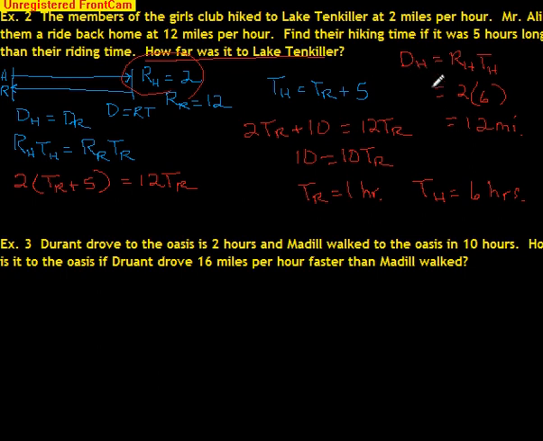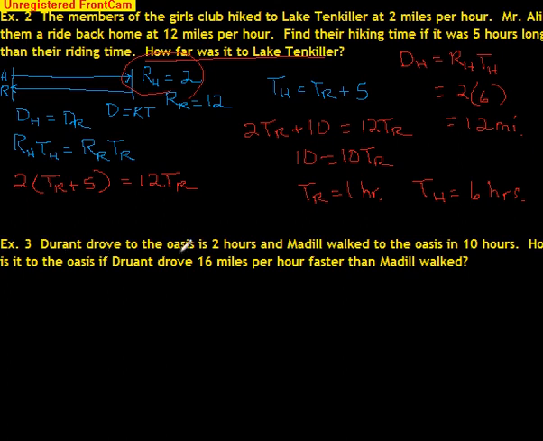So for distance, we could have done the same thing. Distance of riding would have been 12 times 1, which would still give us 12 miles. All right, sorry this is so long, but it's really important stuff, and we have to take our time on it. All right, example 3.